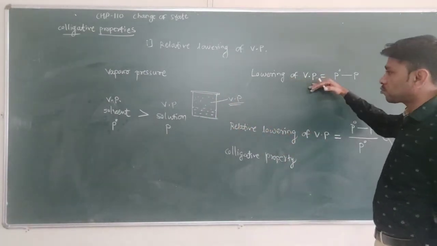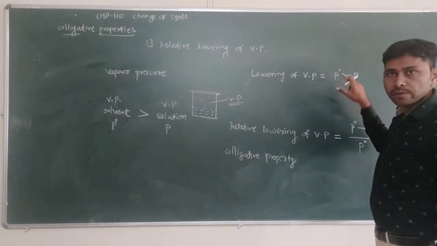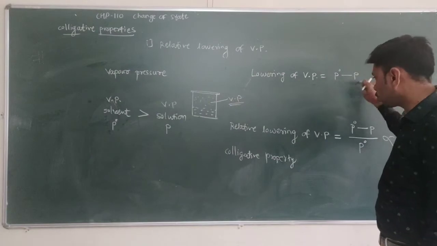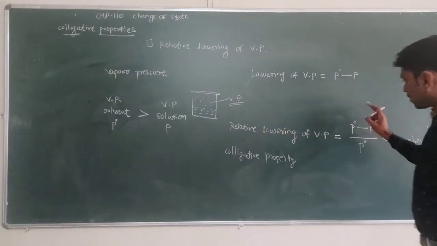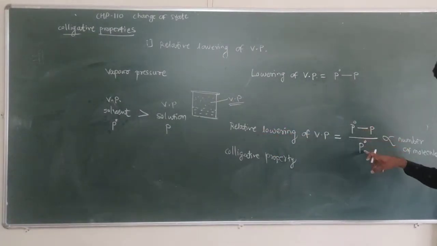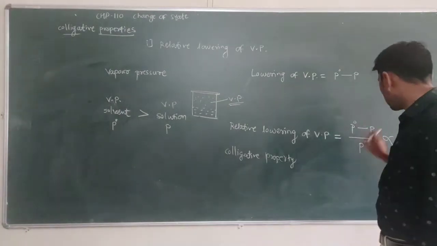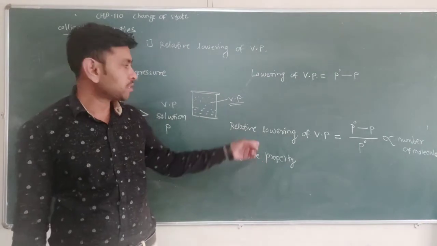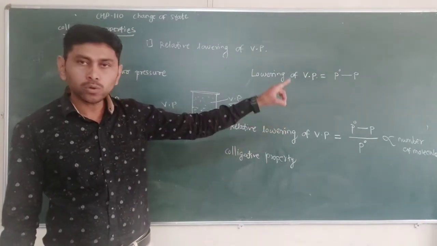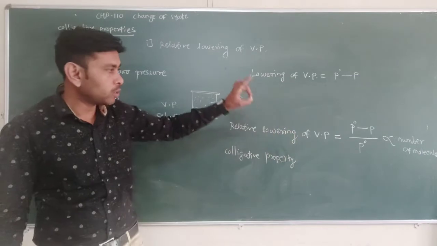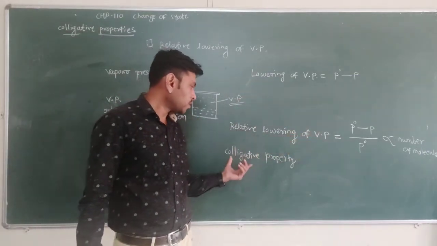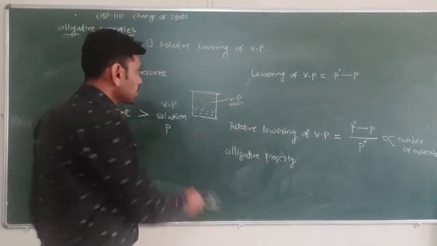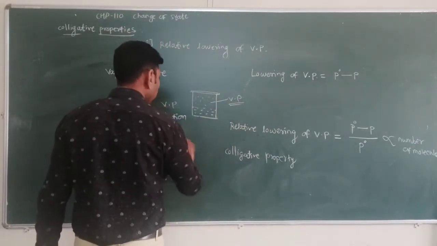Lowering of vapor pressure is the difference between the vapor pressure of solvent and the vapor pressure of solution, and relative lowering is the ratio of lowering of vapor pressure to the vapor pressure of pure solvent. This relative lowering is directly proportional to the number of molecules of solute, which is why it is a colligative property. So the first colligative property we saw is the relative lowering of vapor pressure.